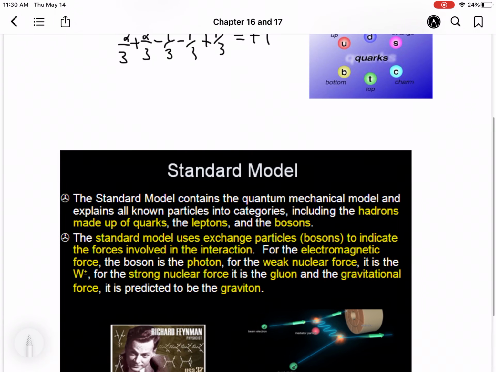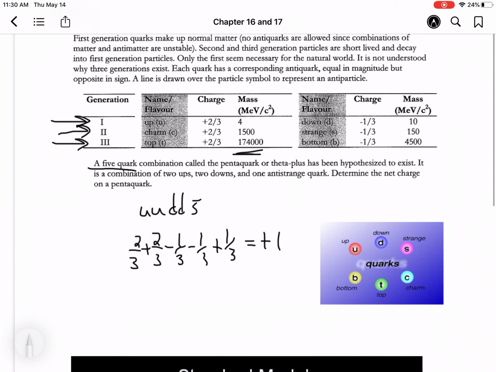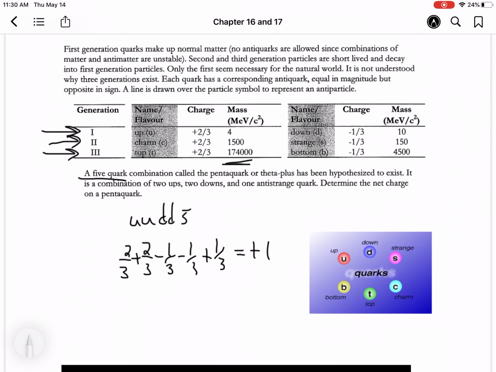So, all right. Then there is this idea: the Standard Model contains a quantum mechanical model and sorts all known particles into categories. In the 70s and 80s, when they were smashing protons and neutrons together, it didn't really matter what you were smashing, they discovered basically a new particle every day. It seemed like tons of new particles, and when they first went to the Large Hadron Collider, they discovered a whole bunch more, and they realized that all of these particles were just different combinations of these.